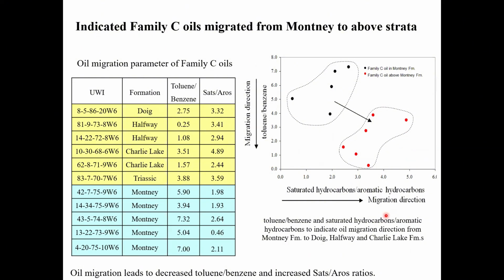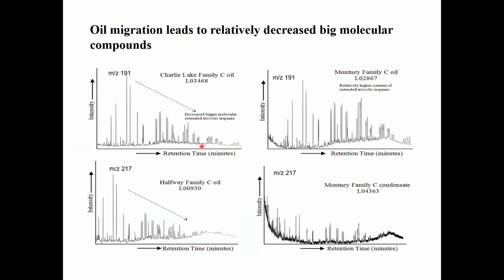Migration from Montney to overlying strata typically results in a decrease in the toluene/benzene ratio and an increase in the saturated/aromatic hydrocarbon fraction ratio. This pattern is evident in family C oils found in the Doig, Halfway, and Charlie Lake formations. Additionally, oil migration tends to reduce the abundance of high molecular weight hydrocarbon components, which is observed in family C oils in the Halfway and Charlie Lake formations.